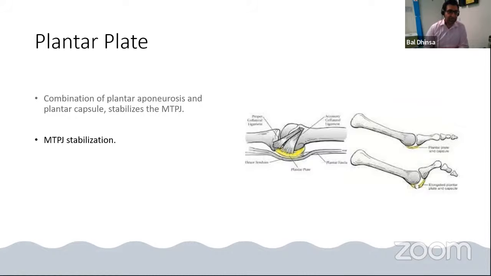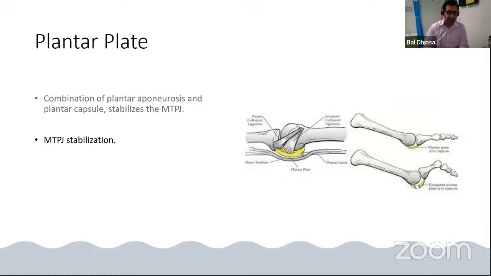It's a static resistance of the plantar capsule and a dynamic force of intrinsics which pull the proximal phalanx back into its neutral position during gait. And it's during the gait where you get extension of the proximal phalanx on the metatarsal head. And it's this repetitive dorsiflexion which can cause attenuation. So it's important that the capsule and the dynamic force of the intrinsics pull the proximal phalanx back into its neutral position.